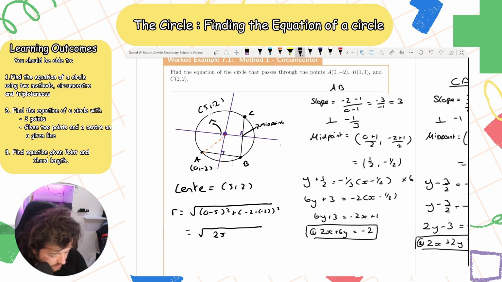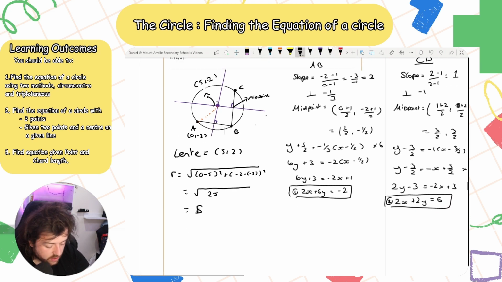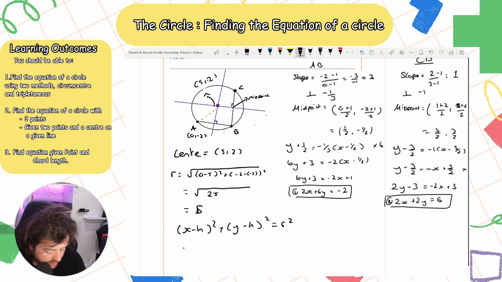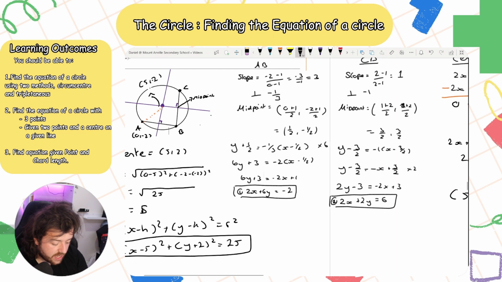25. Oh, it's going to be 25. That's going to cancel out to 0. So the answer is going to be the square root of 25, which is equal to 5. How fun. And then for the equation of the circle, I'm going to use this one: (x minus h) squared plus (y minus k) squared is equal to r squared. I'm going to have (x minus 5) squared plus (y minus negative 2, which would be plus 2) squared, and then 5 squared is going to be 25. And that is the equation of this circle.